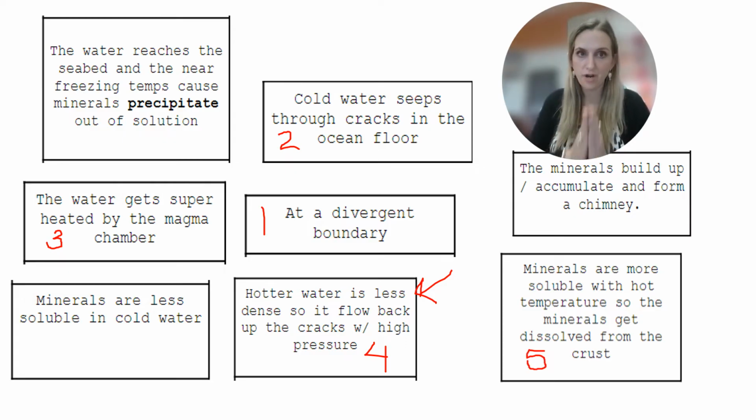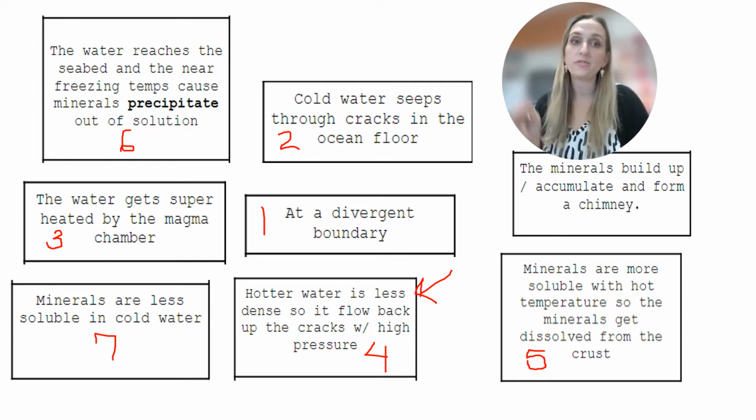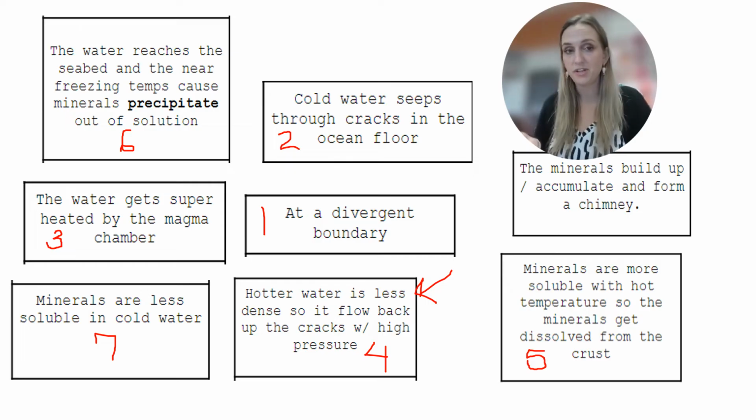Okay, so now we've traveled through the crust. We need to enter the seabed. Water reaches the seabed and the near freezing temperatures cause minerals to precipitate out of solution or form a solid. Why does this happen? Because minerals are less soluble in cold water. And the minerals accumulate, they build up, to form a chimney.